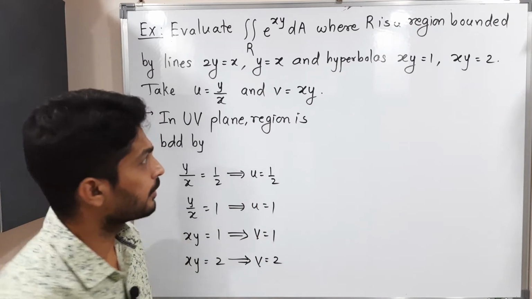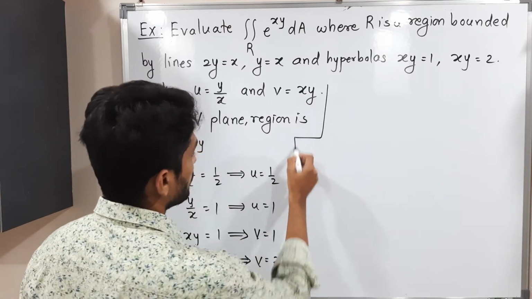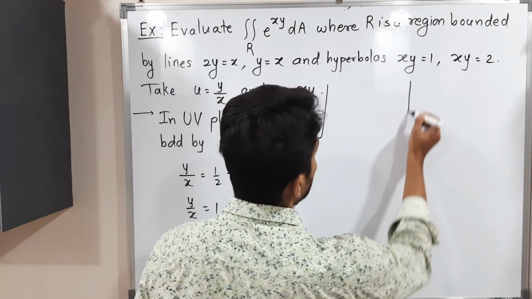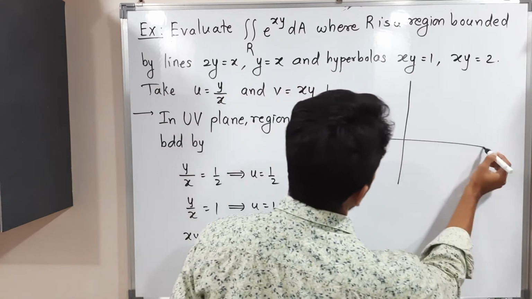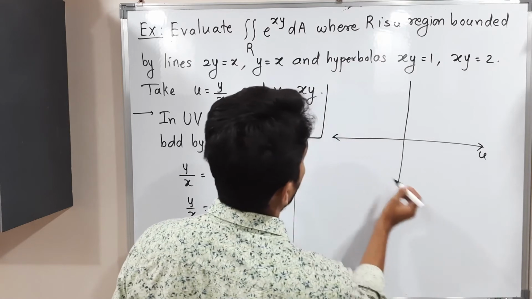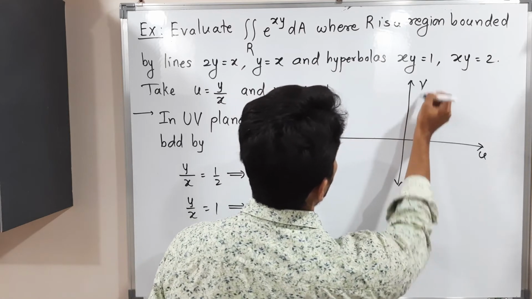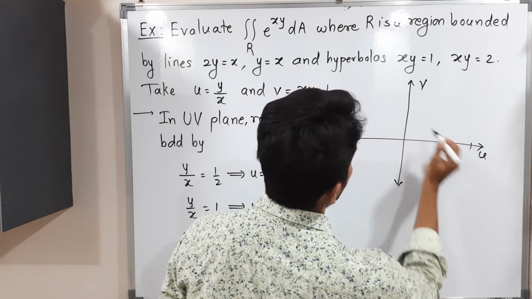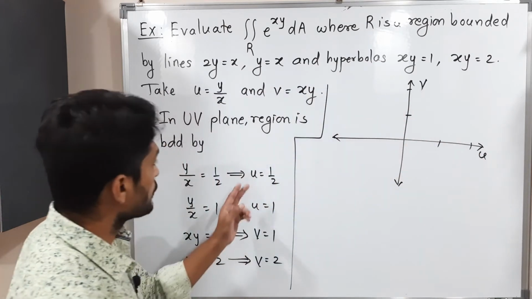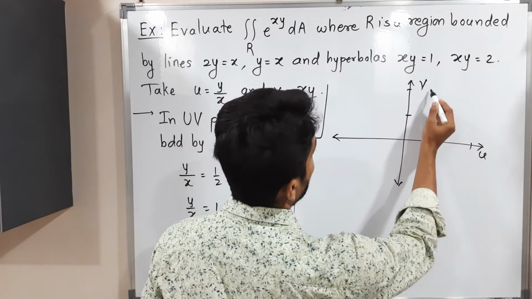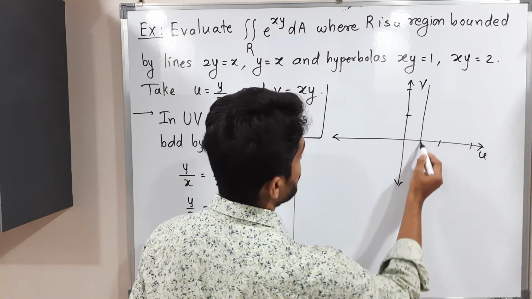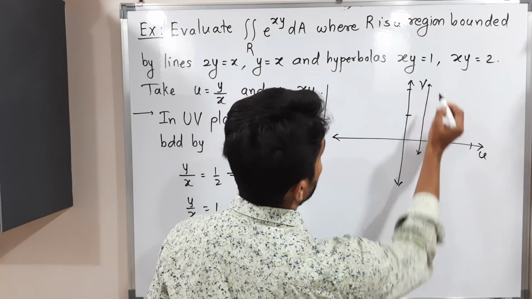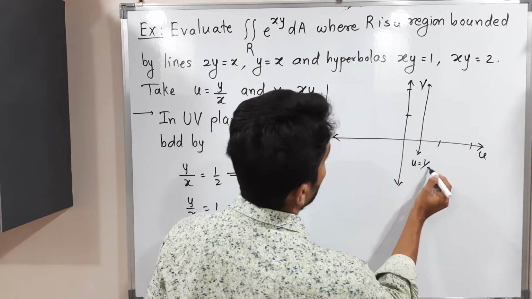Right. So let us draw the diagram. This is v axis. This one is u axis. See here 1, 2, 1, 2. u is equal to 1 by 2. It's a line parallel to v axis, passes through u is equal to 1 by 2. I will mention here u is equal to 1 by 2.